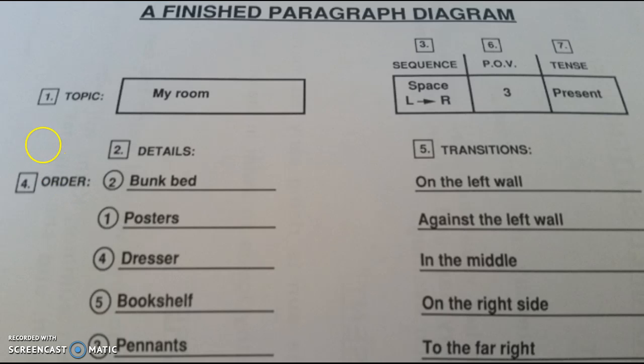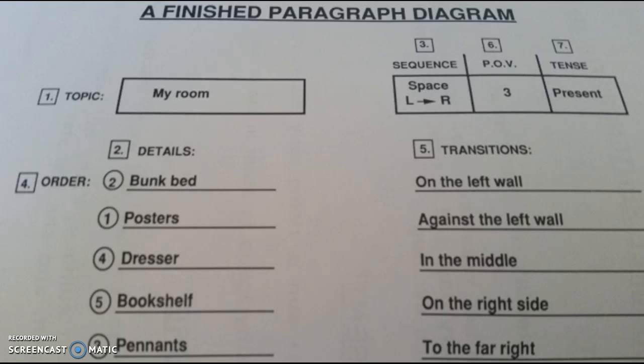And for number 3 here, we have sequence. So we want to make sure that we pick which sequence we're going to use. For this example, they used space and left to right. The space sequence is indicated here because these details are objects that are arranged in space.